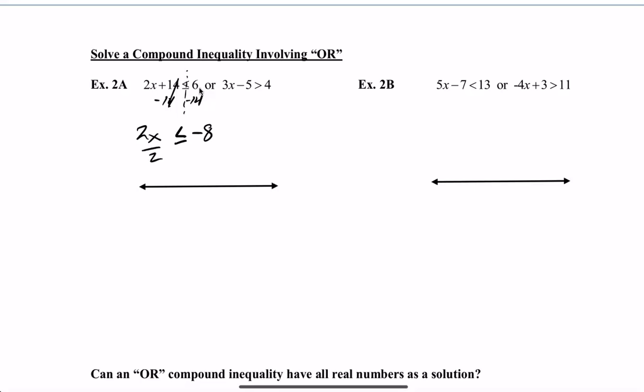Then we're going to divide by 2. Now keep in mind, I do get negative 4 here. I do not switch the inequality because we didn't divide by a negative. We divided by a positive, we just happen to get a negative. So you don't switch anything. So then here is negative 4.